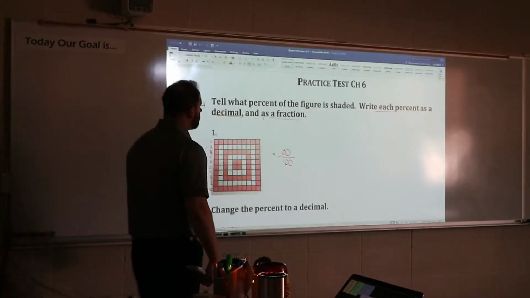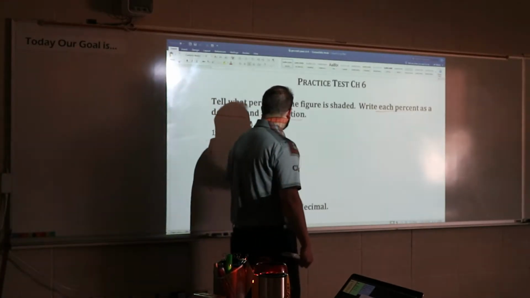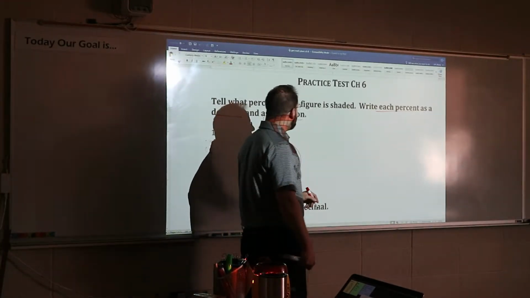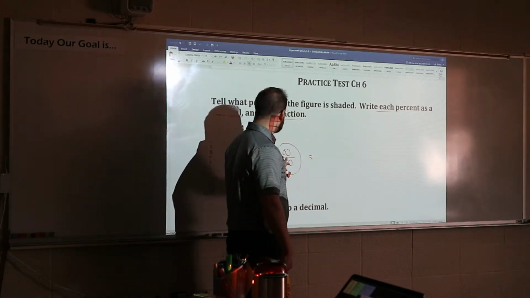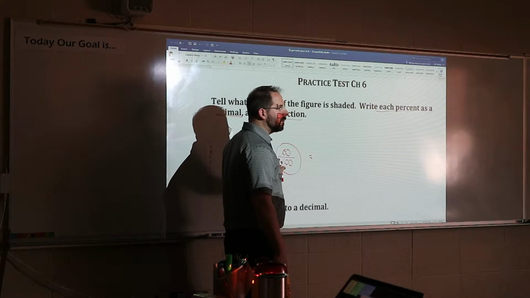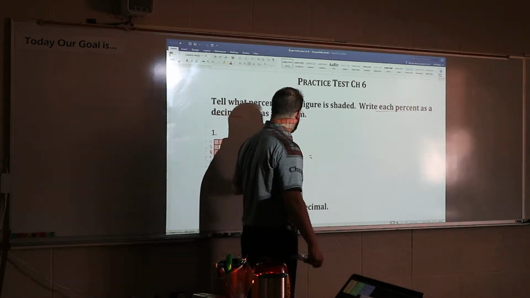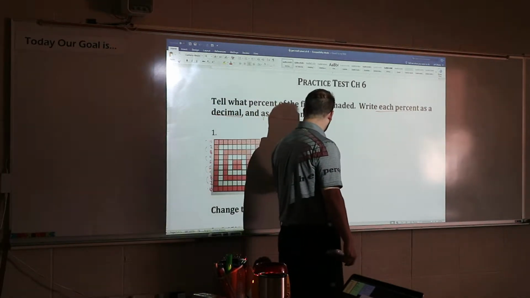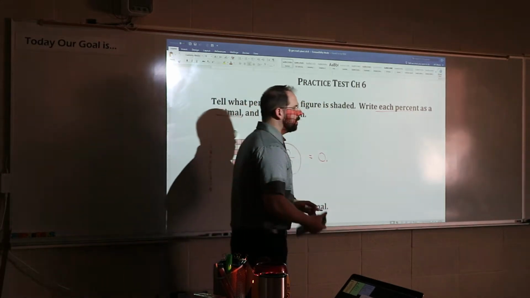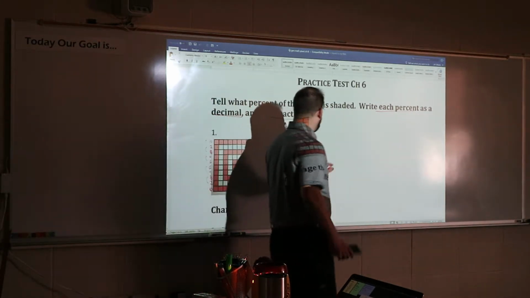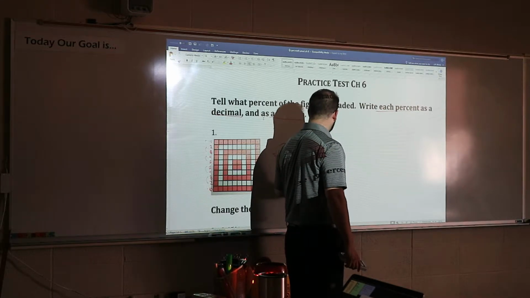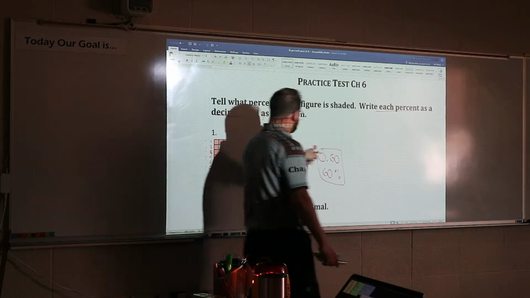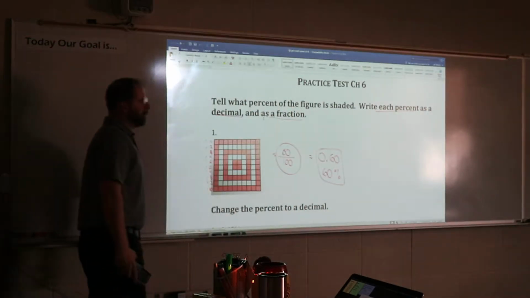60. So 60 out of 100 are shaded, and that's my fraction. If you want to calculate it as a percent, take 60 divided by 100 in your calculator. Can you guys do that for me? 60 divided by 100, what do you get? 0.6. So that's 60%, because you move the decimal over 2 spots. This is what I expect to see as well. I expect to see all of that. Does that make sense for the first one?